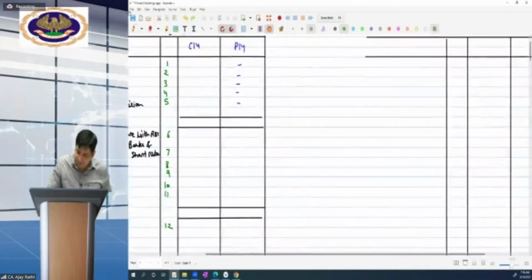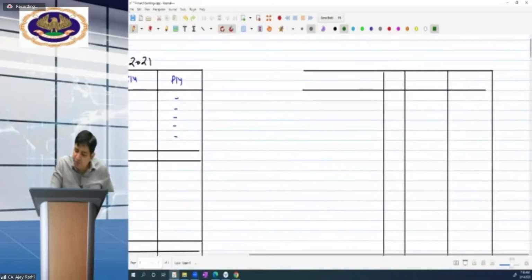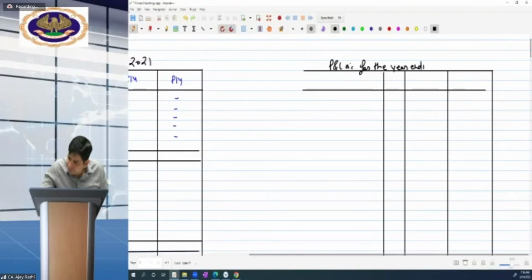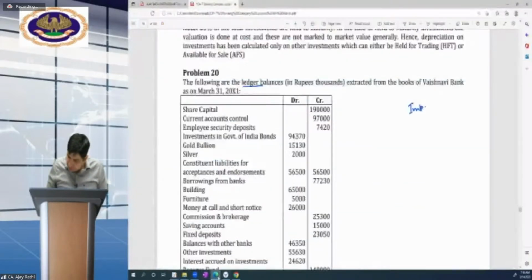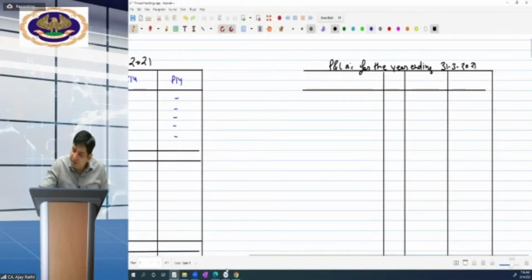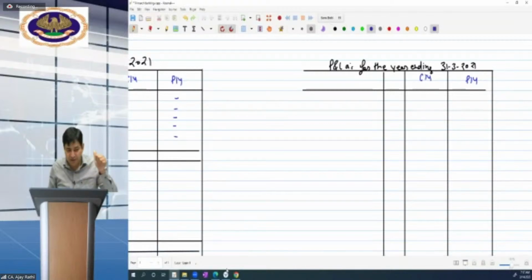See beta, this is the profit and loss account for the year ending 31st March, as per this question I am putting here, 2021. Then the current year amount and then the previous year amount. Of course, there is no previous year figure, so we shall put a dash. Very good, everyone.